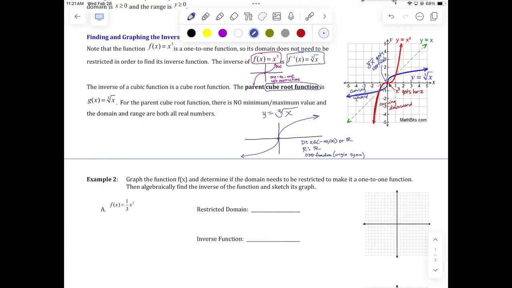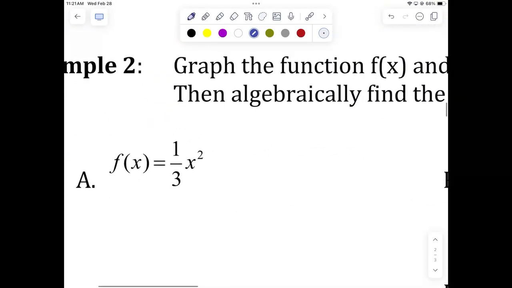Graph the function f of x and determine if the domain needs to be restricted to make it one-to-one. Then algebraically find the inverse and sketch its graph. Okay, the starting function is 1/3 x squared. Just knowing what we know about what this graph is going to look like from our past experience with all x squared graphs, do you think it's going to be one-to-one to begin with? No. An x squared graph will never be one-to-one to begin with. They're all smiles, and the smile fails the horizontal line test, unfortunately.